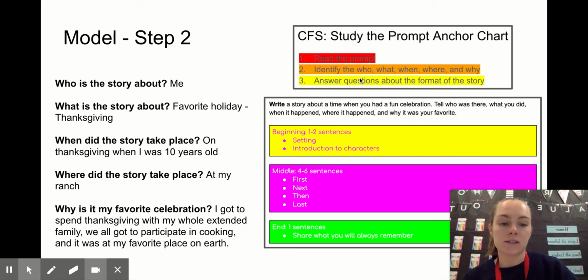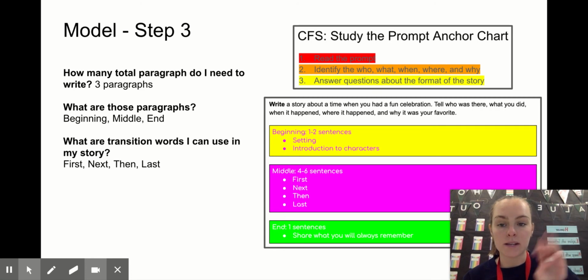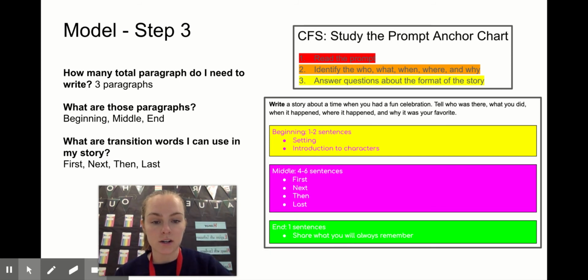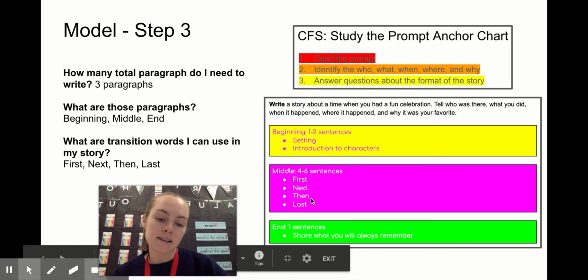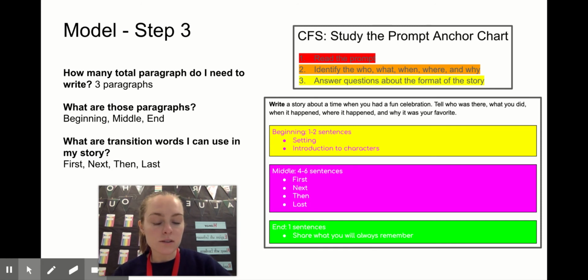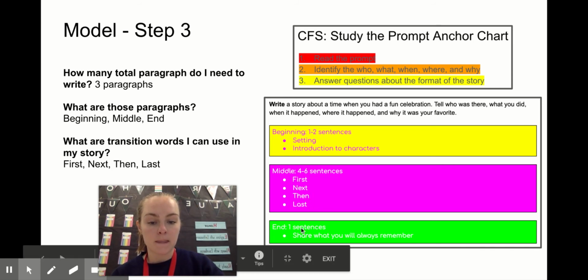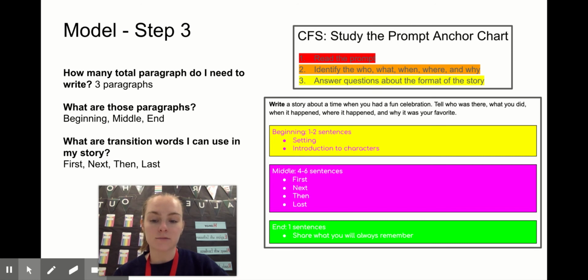Now we need to answer questions about the format, which is step 3. So step 3 is to answer questions about the format. In my chart over here, I noticed that there is a beginning section. The beginning section needs to have the setting and the introduction to characters. It will be roughly about 1 to 2 sentences. I see we have a middle section, and that is 4 to 6 sentences. It says first, next, then, last. I'm noticing those are transition words to make sure I am going in chronological order. And then we have the end. And the end is 1 sentence, and you need to share what you will always remember.